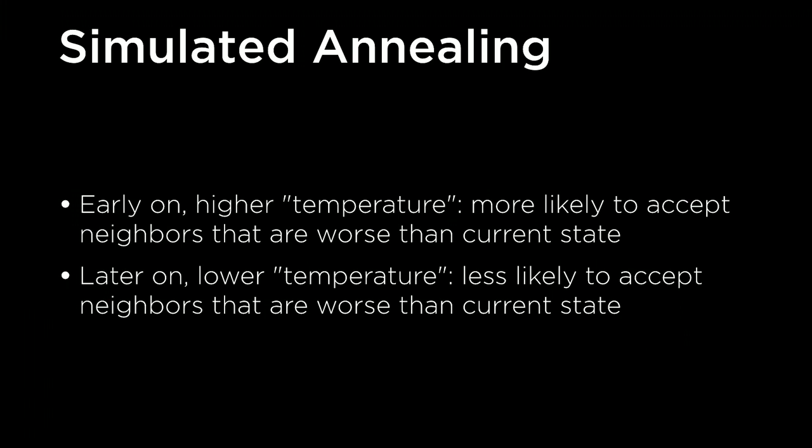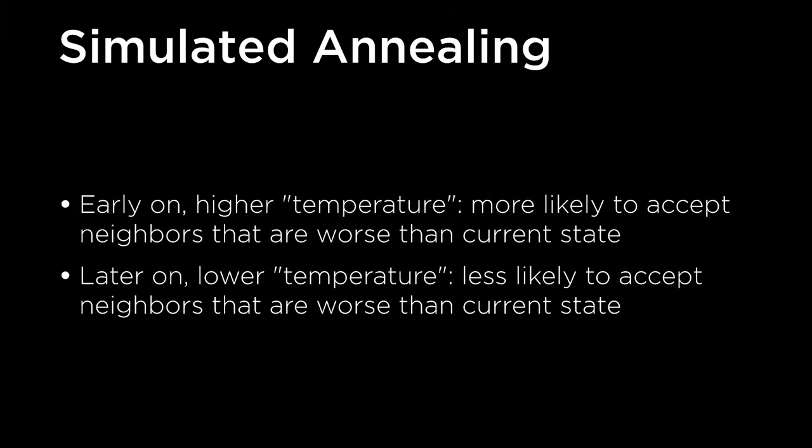That we might look at our neighbors, and if one of our neighbors is worse than the current state, especially if it's not all that much worse, if it's pretty close but just slightly worse, then we might be more likely to accept that and go ahead and move to that neighbor anyways. But later on, as we run simulated annealing, we're going to decrease that temperature. And at a lower temperature, we're going to be less likely to accept neighbors that are worse than our current state.